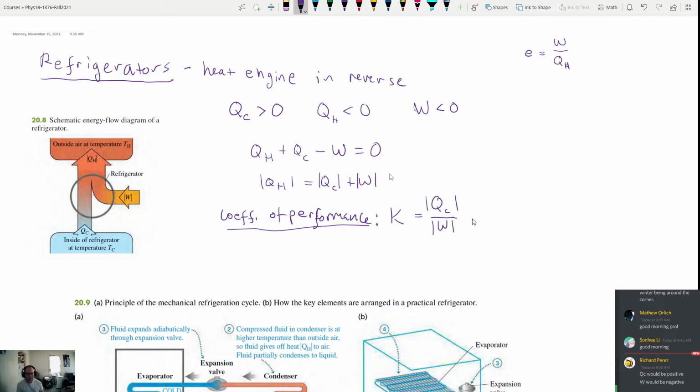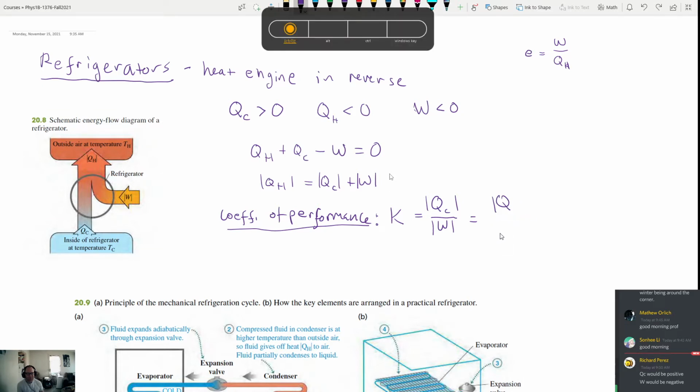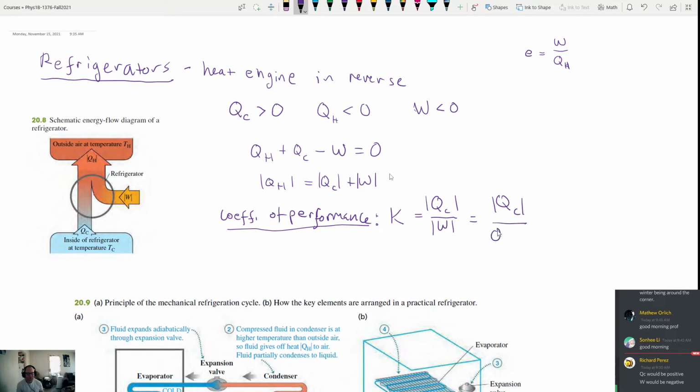Okay, and using the above equation here, we can replace the work by moving QC to the left-hand side. So this is going to be QC over, sorry, that's hard to read. Let me read that. QC divided by, the work is going to be QH minus QC.